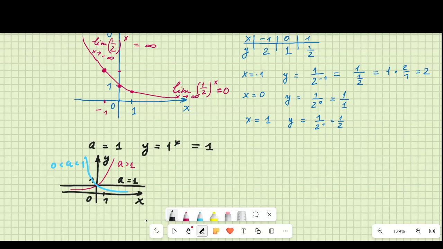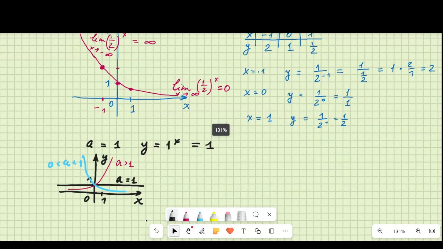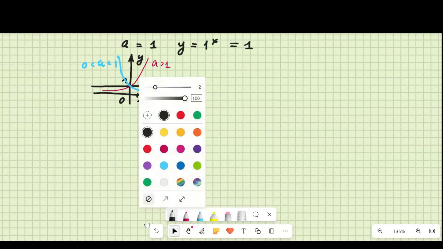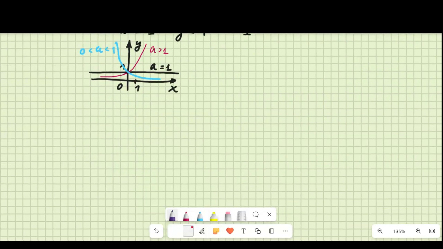Now, guys, how do we differentiate an exponential function? Let me move to our next question. We scroll it up: derivatives of exponential functions.